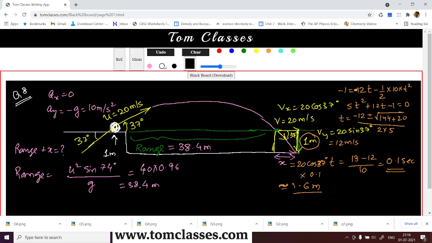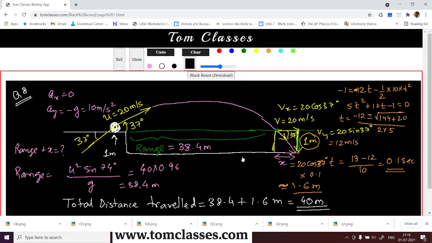So the total distance traveled is equal to 38.4 meter plus 1.6 meter, right? So that will make it 40 meter. So the ball will travel around 40 meters before landing. This is the ground, right? The ground is 1 meter below it. So it will travel around this distance of 40 meter.